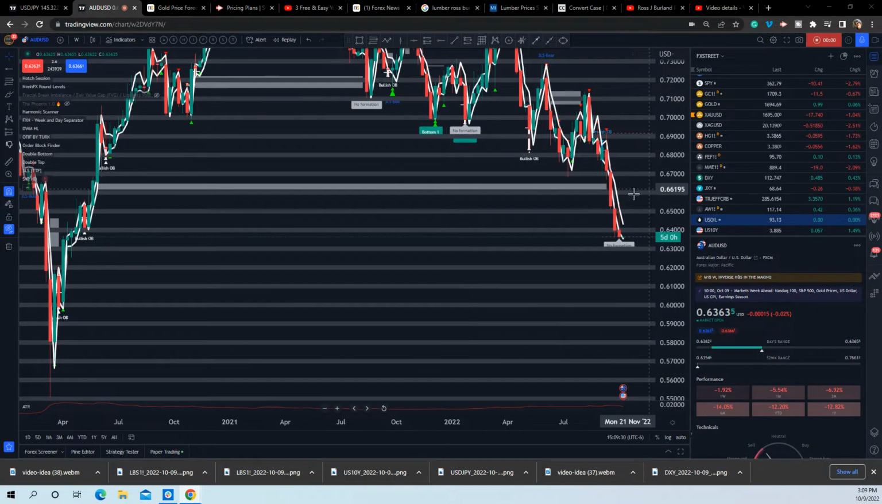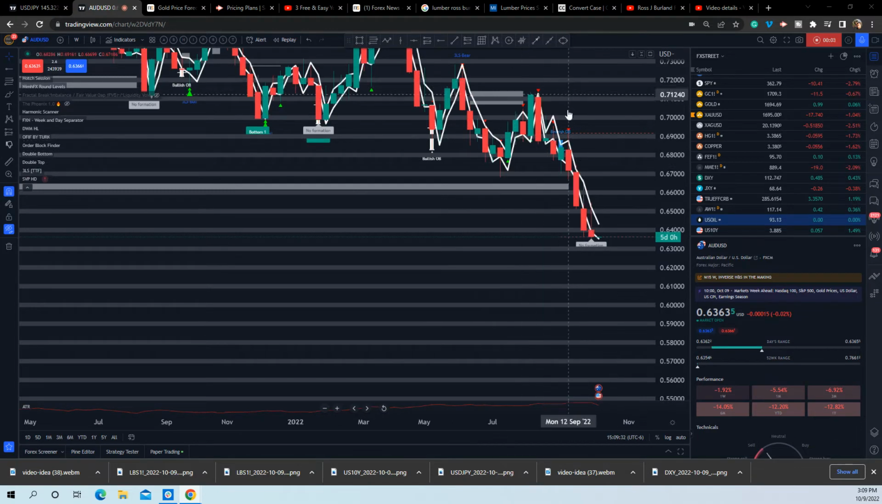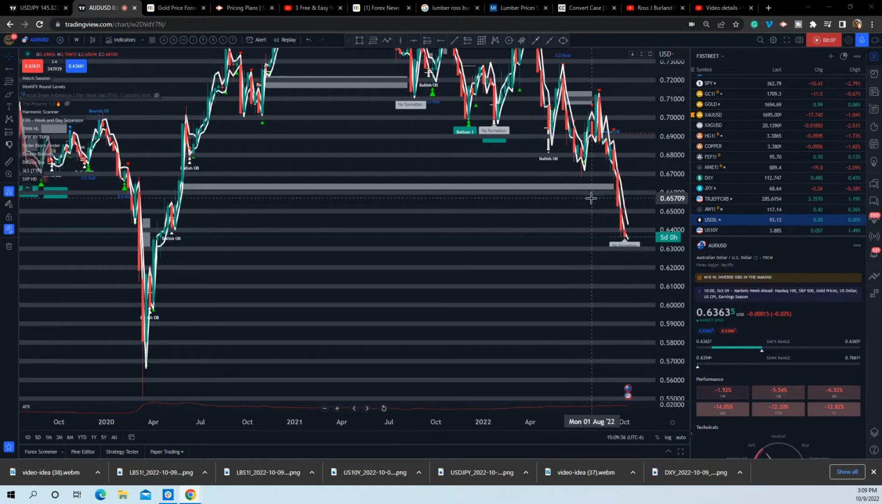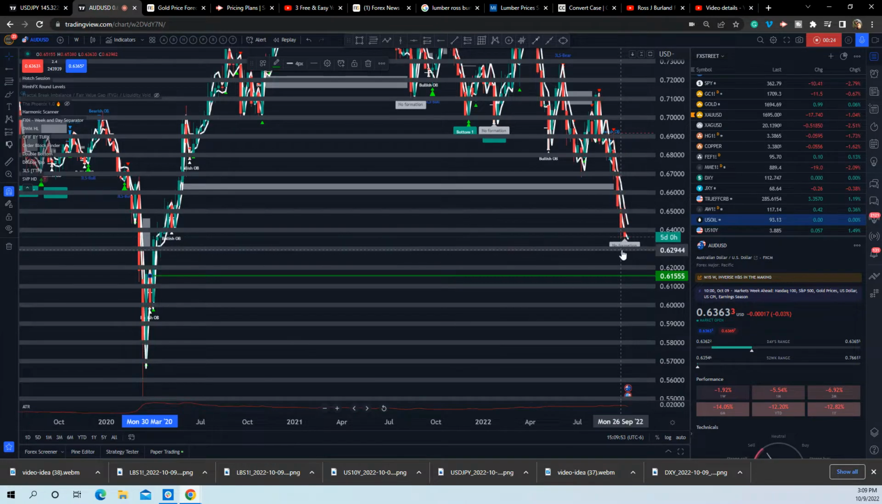Right then, Aussie dollar. What have we got here, folks? We are in a severely strong downtrend. So we're heading into 61 and a half. That is the thesis for down below on the weekly chart. We have very little in the way on a break of 63.